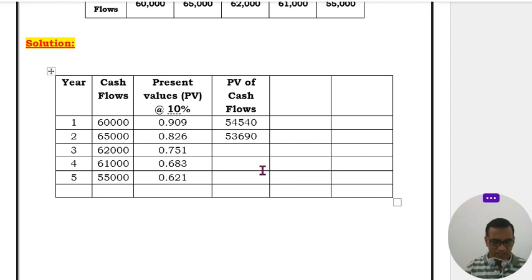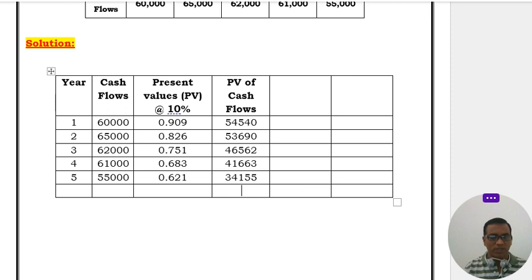And next, third year, 62,000 multiplied with 0.751, that equals 46,562. And next, fourth year value, 61,000 multiplied with 0.683, that equals 41,663. And next, the last fifth year present value, 55,000 multiplied with 0.621, that equals 34,155. So the 5 years' present values are ready.